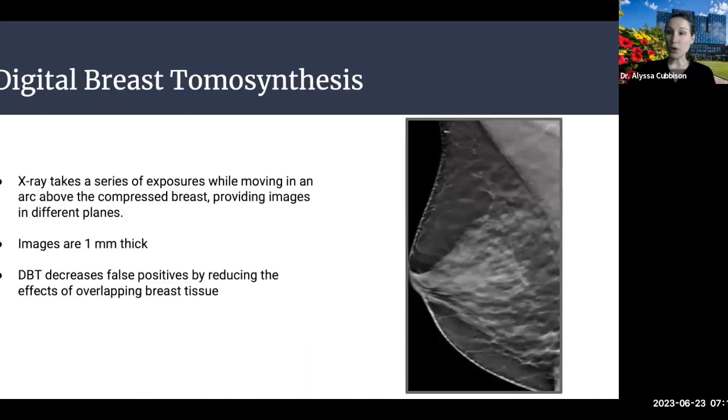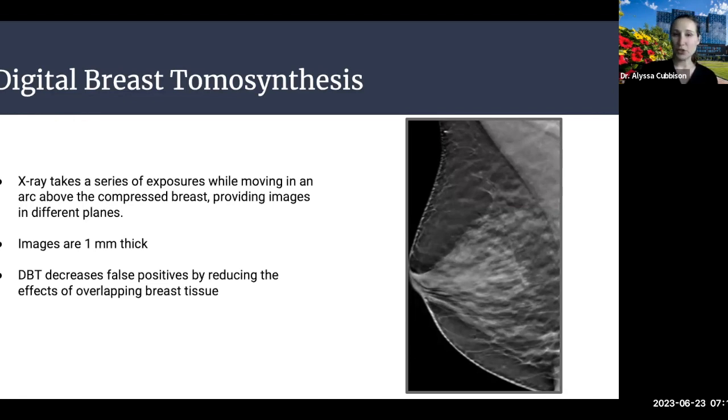So moving on to tomo. I talked about two different ways to work up these asymmetries: spot compression views, or utilizing tomosynthesis. I practice in the state of Ohio, and in many states of the United States, we have legislation that covers tomosynthesis for screening. So we utilize tomosynthesis quite a bit, certainly in my practice and in many practices, just because at least for screening, it's covered in most instances. So it's not an uncommon thing to utilize at all.